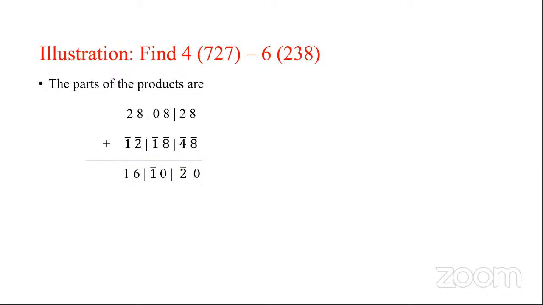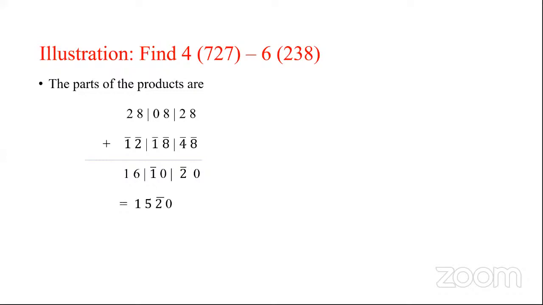If you are not comfortable writing every bar digit, then you can write the minus sign and subtract. As I said, no issue. Now shift the digits: 0 as it is, bar 2 plus 0 will be bar 2, and bar 1 added to 6 will become 5. So 1, 5, bar 2, 0 is my answer.